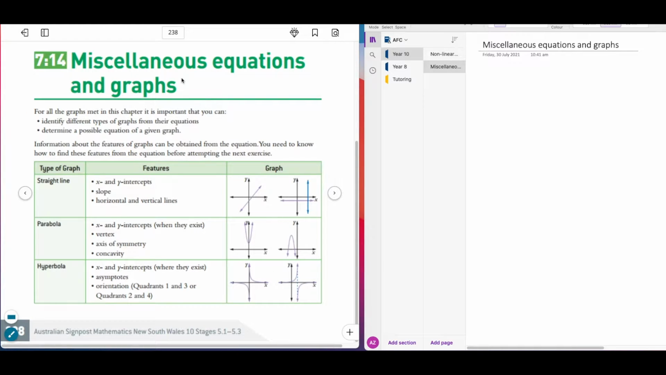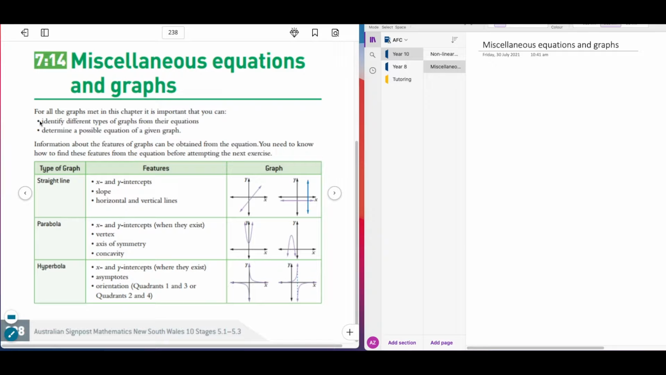It's actually more challenging than just sketching the graph, because I believe sketching the graph is easier than finding the equation of the graph. So let's get started. I'm just going to go through the types of graphs that you should be familiar with, just a quick summary. For all the graphs you've learned in this chapter, it is important that you can identify different types of graphs from the equations and determine a possible equation of a given graph.